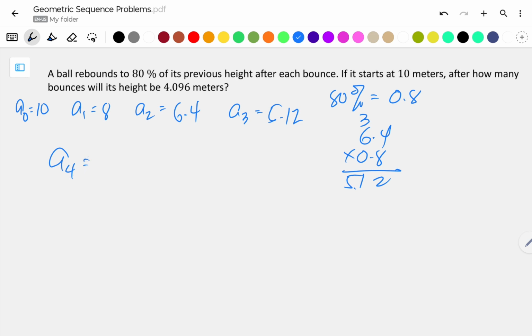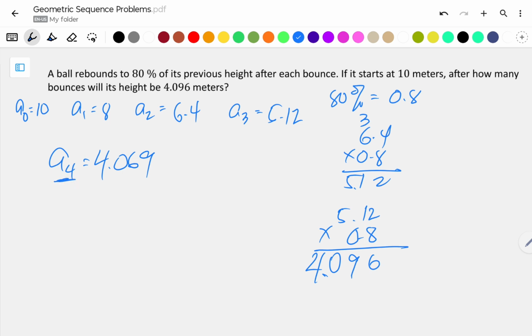And then after the fourth bounce, it's going to be 80% of 5.12. 16, carry 1, 9, 40, 3 decimal places, 4.096. So it's going to be after the fourth bounce. So after 4 bounces, the ball will be 4.096. So after the fourth bounce.